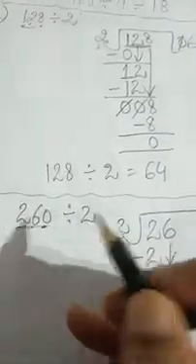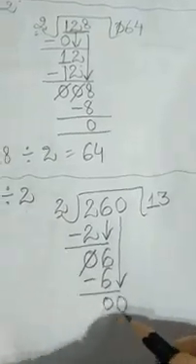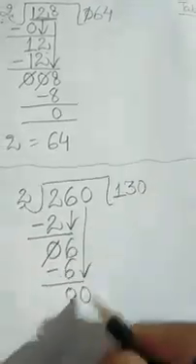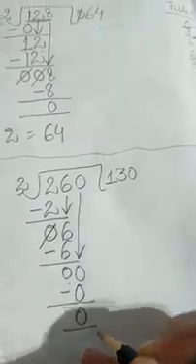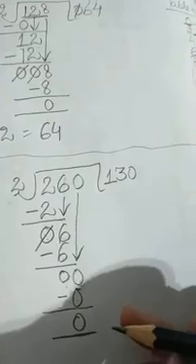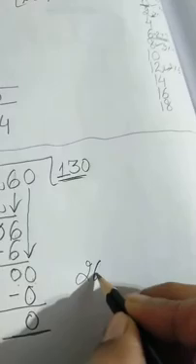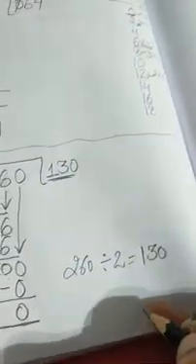Now next digit is again 0. We will bring this 0 also down. Now here is 0. So here we will again see the table of 2. Here we can get 0. 2 zeros the 0. Yes, when we will subtract, we will get again 0. Now we will draw the ending line because all the digits have come downside. Yes, now here the answer is 130. 260 divided by 2, answer is 130.